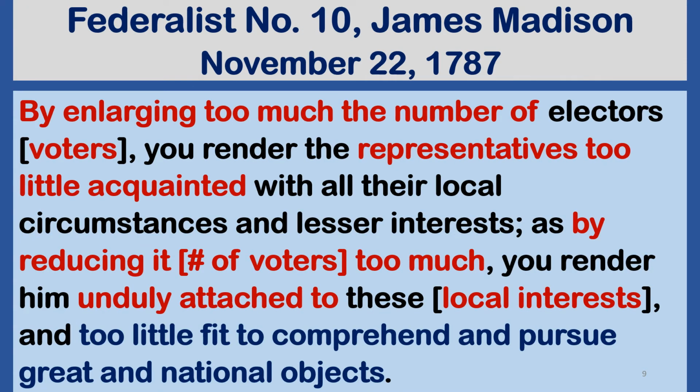The Dormant Commerce Clause acts as a type of broken promise of the framers of the Constitution. Here in Federalist number 10, James Madison talks about if you have too many voters per representative, they don't know local circumstances enough, but if you have, basically he's calling it too many representatives, that means you'd have too many common people and they would be too little fit to comprehend great and national objects. This last part is sort of a dig against the working class.